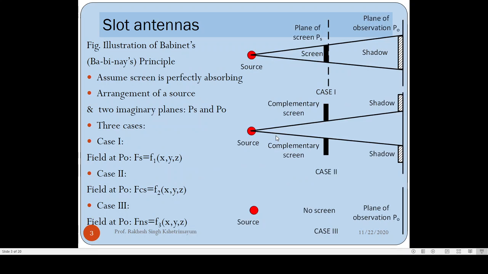This can be understood from this diagram. We are considering three cases. In the first case, you put a screen here. The plane at which we put the screen is called the plane of screen. We have a source here, sending out light, and when we put a screen here, it will form a shadow. The plane of screen is PS, the plane of observation is PO. Since the screen is put in the plane of screen, we'll have a shadow at the plane of observation. In the first case, you find the field at the plane of observation. Let us denote that as Fs, the field for the screen, equal to F1, which is a function of x, y, and z.